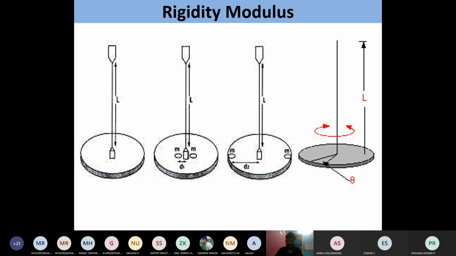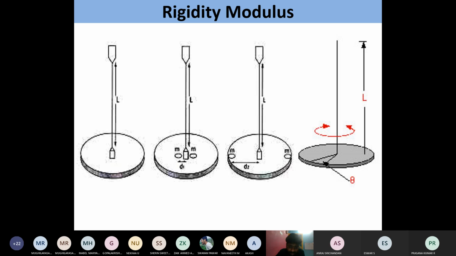The twisting couple is mentioned here in B. We can see that small region, which is nothing but a twist. Later, the end is compared with the original end, the opposite end, with the change in the length. After rotating the wire, the twist difference here is measured as theta. So this is the way we are going to measure the rigidity modulus of the wire.